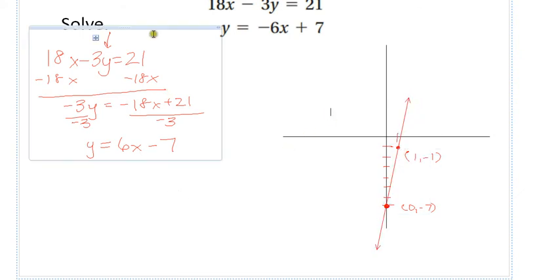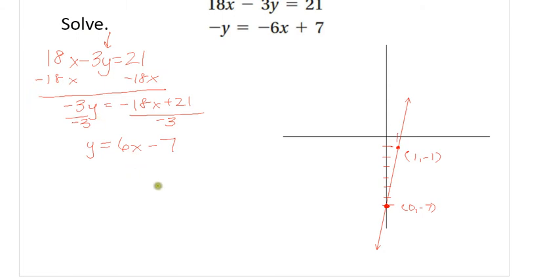Great, and so then I'm going to take that second line, I'm going to use a blue pen for that. Negative y equals negative 6x plus 7. And for this, I need to divide both sides by the coefficient of negative 1, which is going to just change the sign of each one of the terms. So it's going to be 6x minus 7.